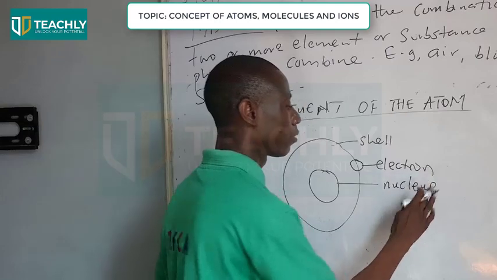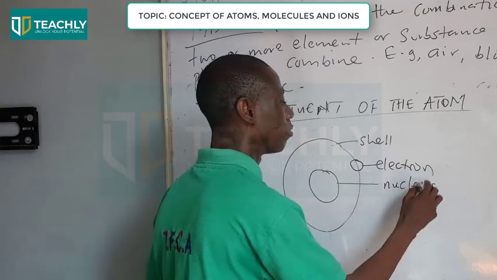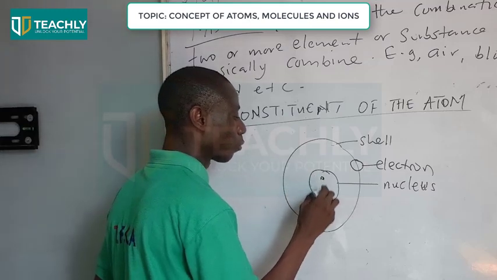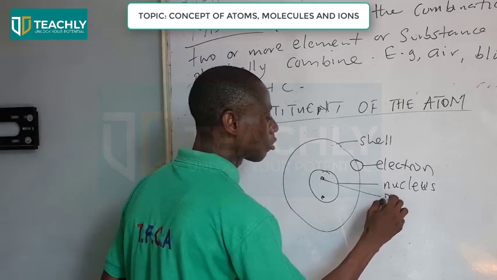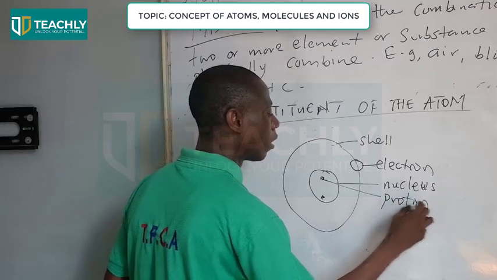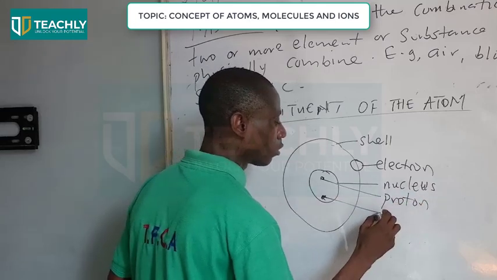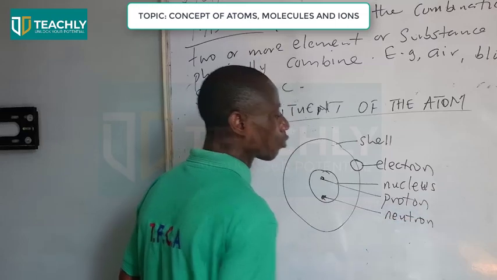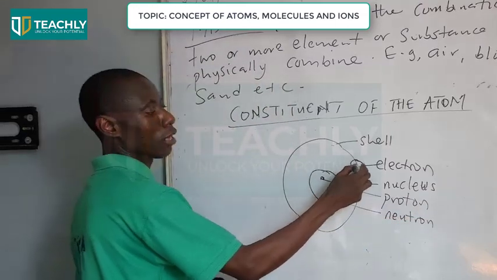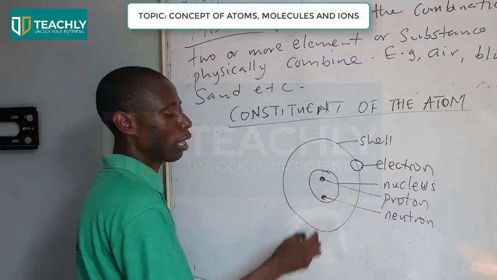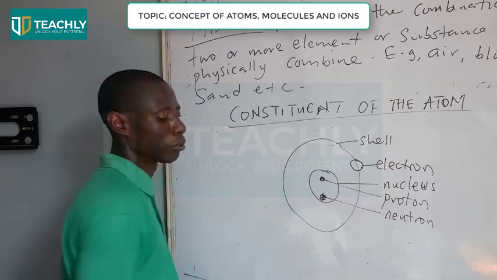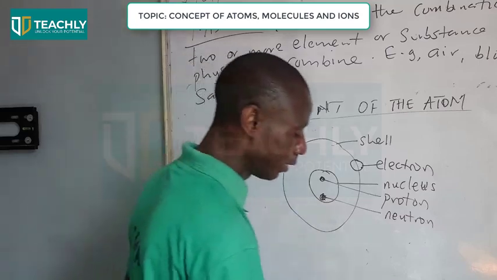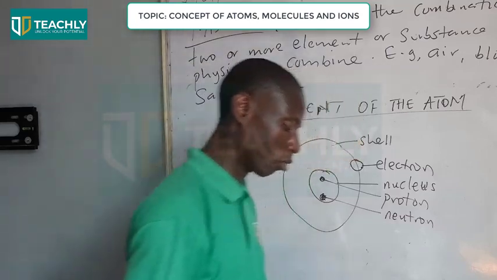Inside the nucleus, you see two particles. What are those two particles? One is proton, and the other one is neutron. So the three particles are electron, proton, and neutron. These are the three major particles we find in an atom. We are talking about the constituents of an atom.